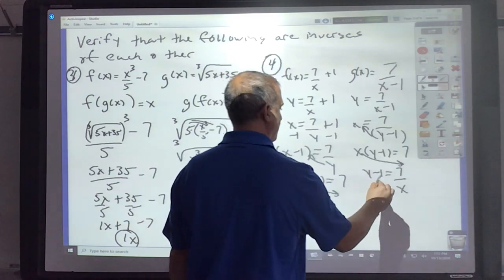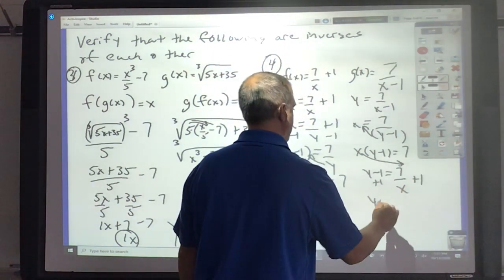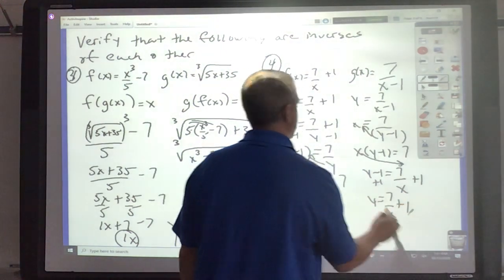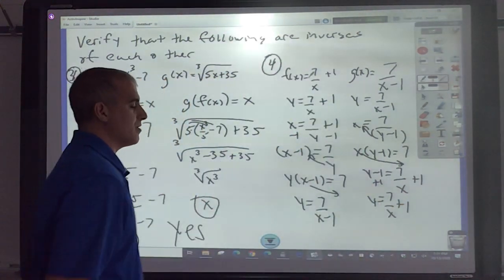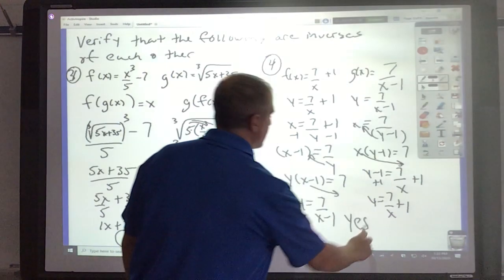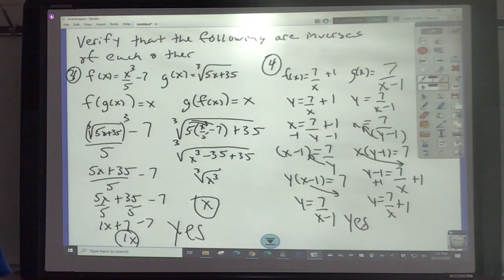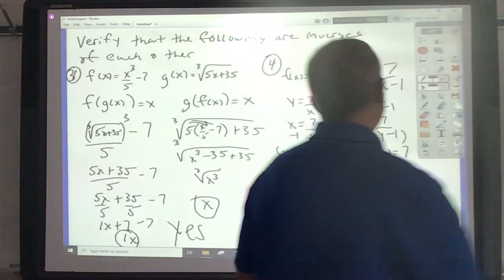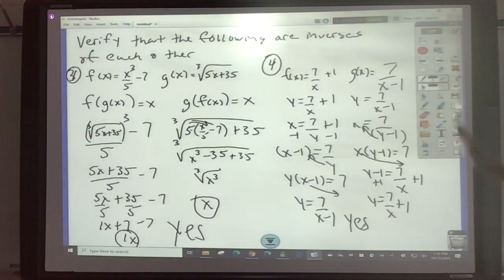Okay, and then I just add 1 back over here to the other side. And as you notice, this is the same as this. So that's another way you can do it. And that's the way I would do it with the rationals. I would just do the algebra and show both sides. So you can do one or the other.